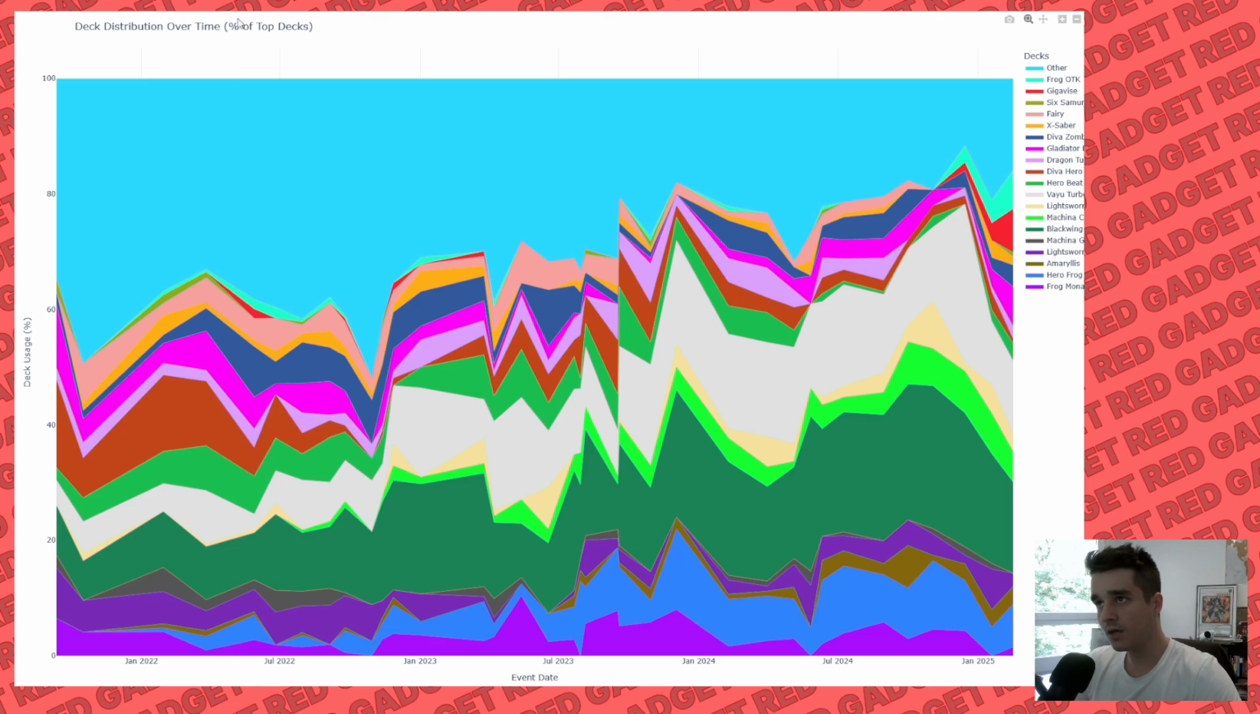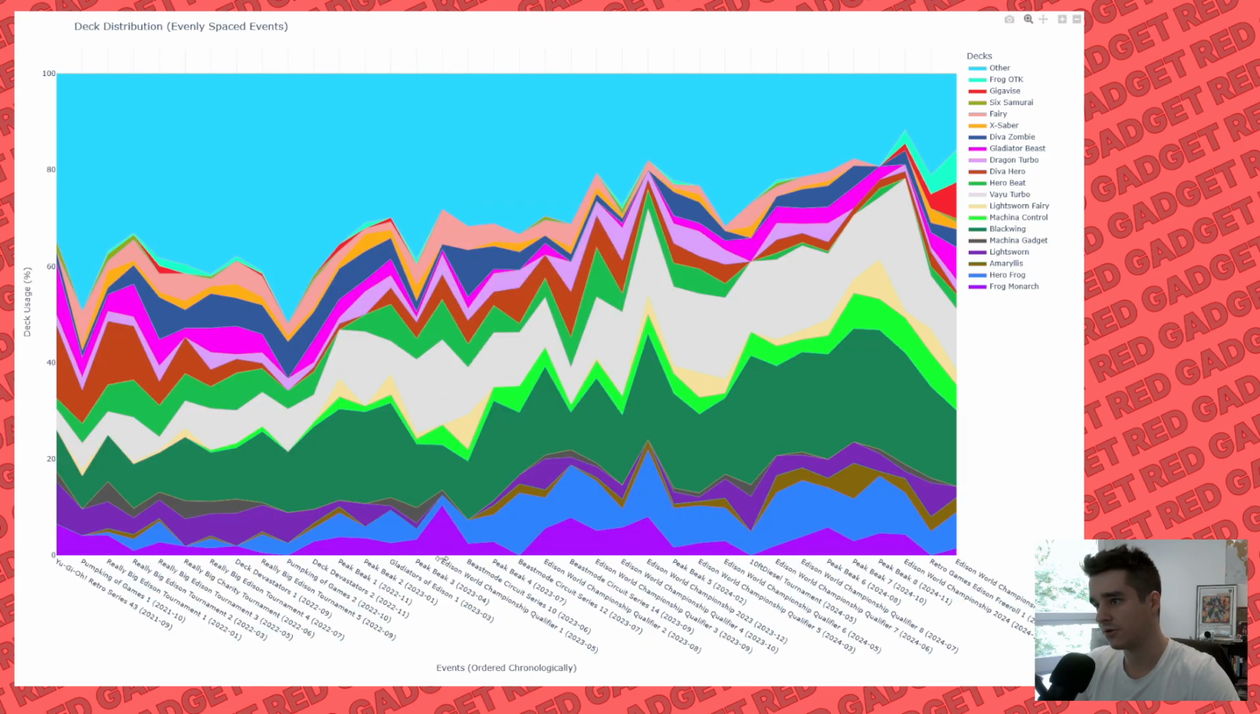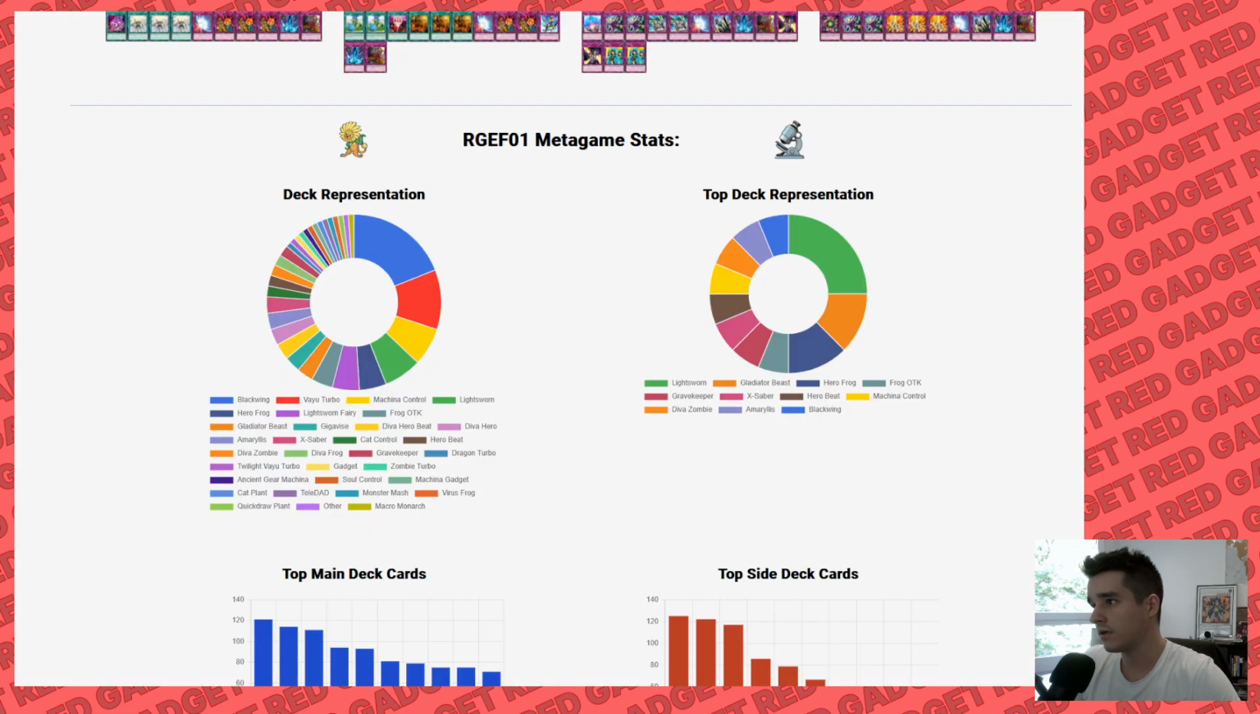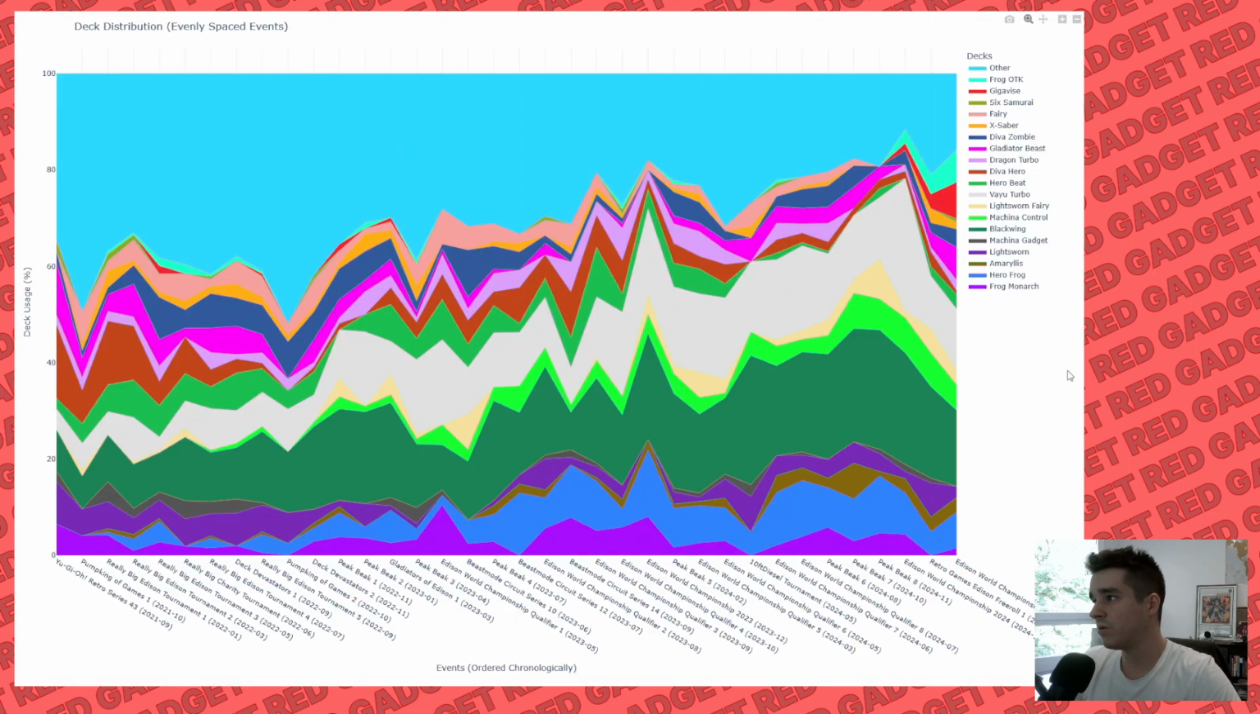But let's look at this, because I think this is more interesting. This is the actual distribution of all the decks. If we go back here, this is a deck representation, but I didn't want to include certain decks, like Monster Mash and some stuff I do not really think we should look at. I put it in the others category, right? So I took the decks I wanted to look at here, and I made the others category, and everything that's not in here is in the others, obviously.